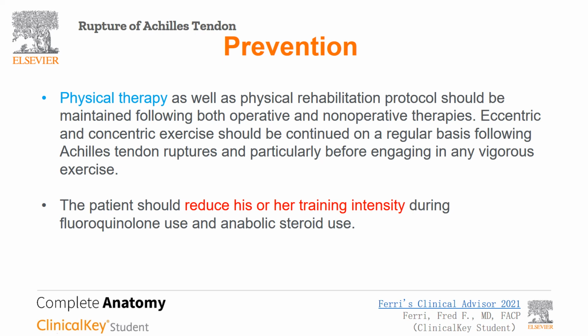The last part is prevention. Physical therapy as well as a physical rehabilitation protocol should be maintained following both operative and non-operative therapies. Eccentric and concentric exercise should be continued on a regular basis following Achilles tendon ruptures, and particularly before engaging in any vigorous exercise. The patient should reduce his or her training intensity during fluoroquinolone use and anabolic steroid use.